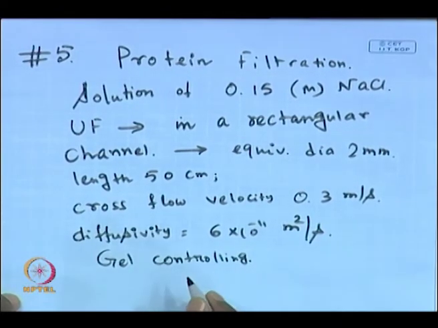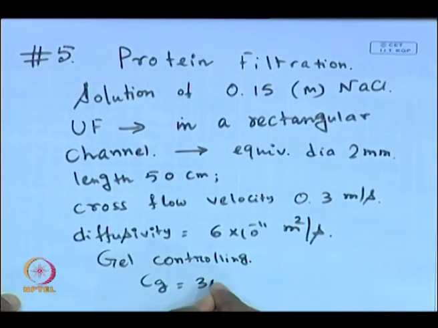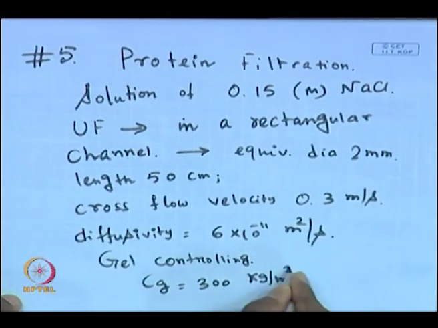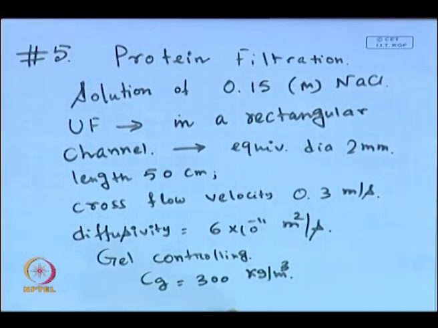Okay. And the gel concentration is given, C gel is 300 kg per meter cube. And you must be knowing, if you do not know the gel concentration, how to find it out. We have discussed this point at length in the earlier classes. If you do not know the gel layer concentration, you have to take various feed concentrations of the same solution and run a steady state experiment under the same mass transfer coefficient. Same mass transfer coefficient means same Reynolds number, which means the same cross flow velocity or the same stirring speed.